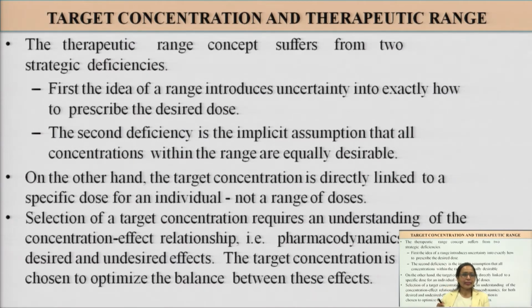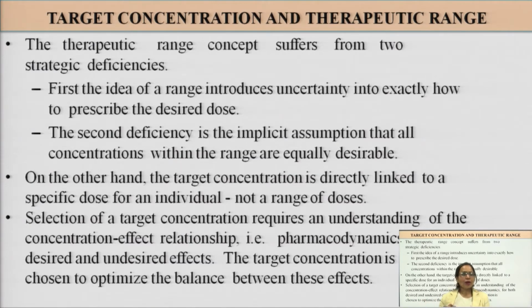And the second deficiency is the implicit assumption that all concentrations within the range are equally desirable, right. On the other hand, the target concentration is directly linked to a specific dose for an individual, not a range of doses.